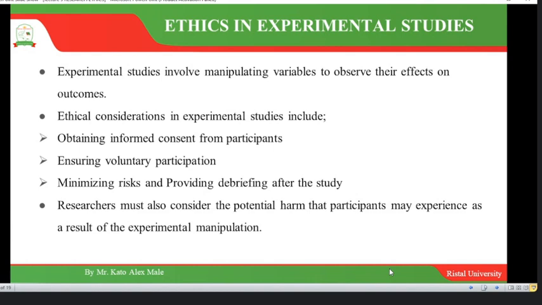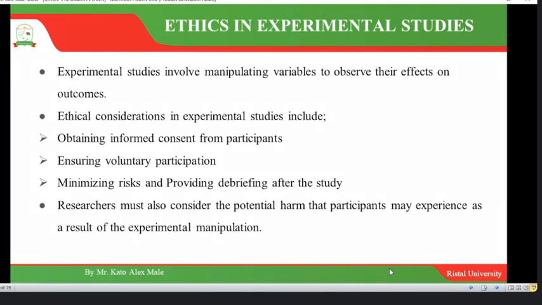These studies involve manipulating variables to observe their effects on outcomes. Therefore, ethical considerations in experimental studies include obtaining informed consent from the participants. Let them consent, try to explain to them what you're going to do, give them all the information about the study, make them understand, ensure that they have decision-making capacity, and ensure that they are intelligent enough to decide between what you have told them, to either participate or decline the participation. Ensure voluntary participation.